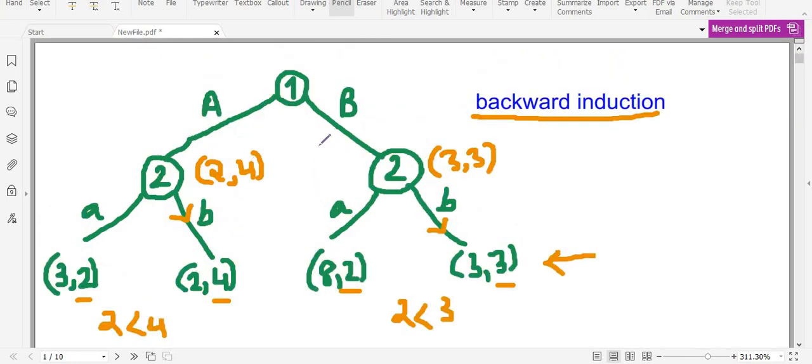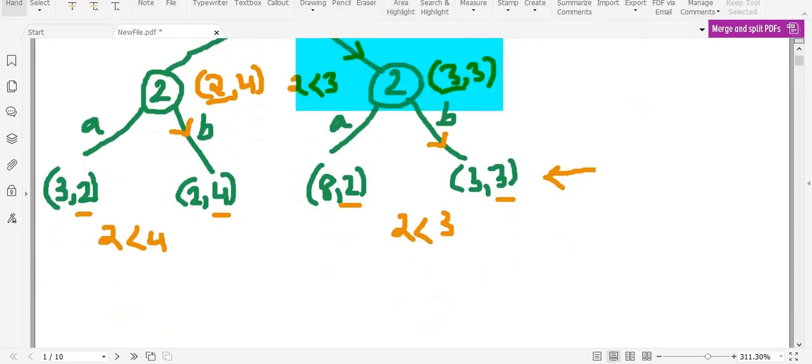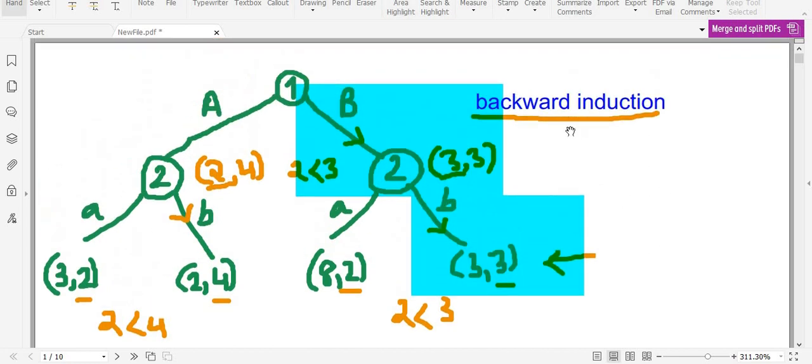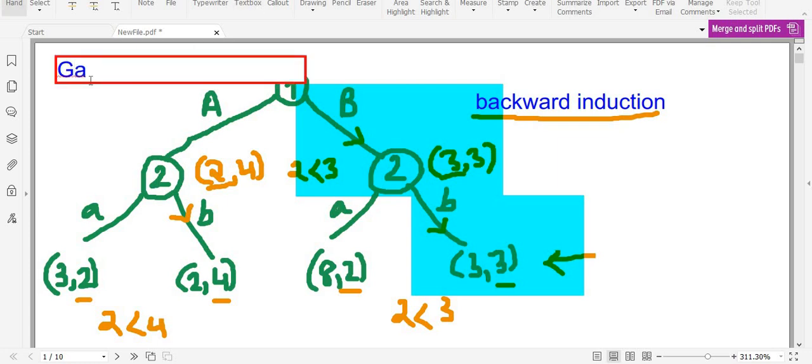Now if this situation be the case, then player 1 will see that if capital A is played, player 1 gets 2, whereas if capital B is played, player 1 gets 3. So since 2 is less than 3, player 1 ends up choosing capital B. That means finally the game will be such that player 1 will choose capital B and player 2 will choose small b. So this is how the game unfolds, and this is the backward induction solution of a dynamic game. So this is essentially the game tree representation.